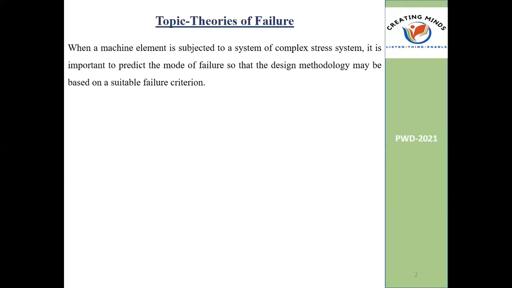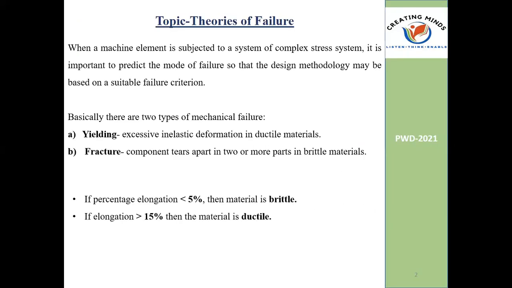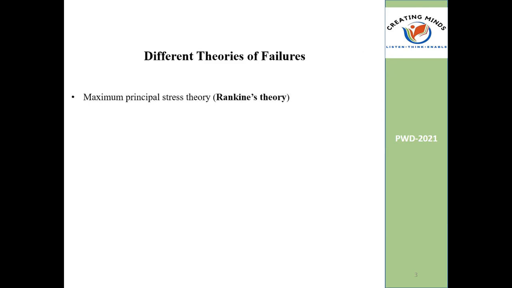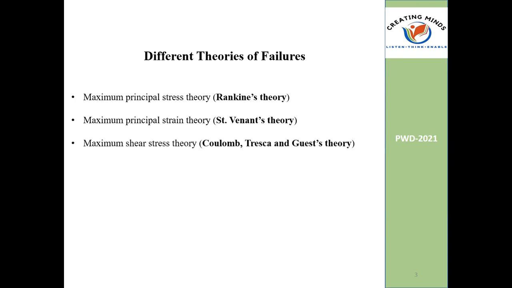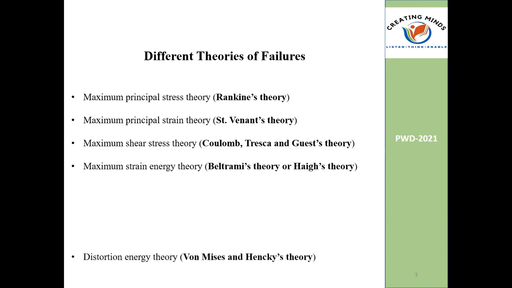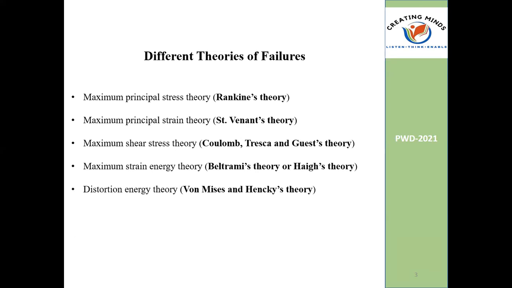Last class we discussed the fracture of metals or any material subjected to loads. We can expect yielding and fracture types of failure, and different materials are brittle and ductile. These are the different theories we already discussed: maximum principal stress related to Rankine, principal strain, Saint-Venant, shear stress, Coulomb, Tresca, Guest, shear strain, Haigh and Beltrami, and distortion theory, Von Mises and Hencky.